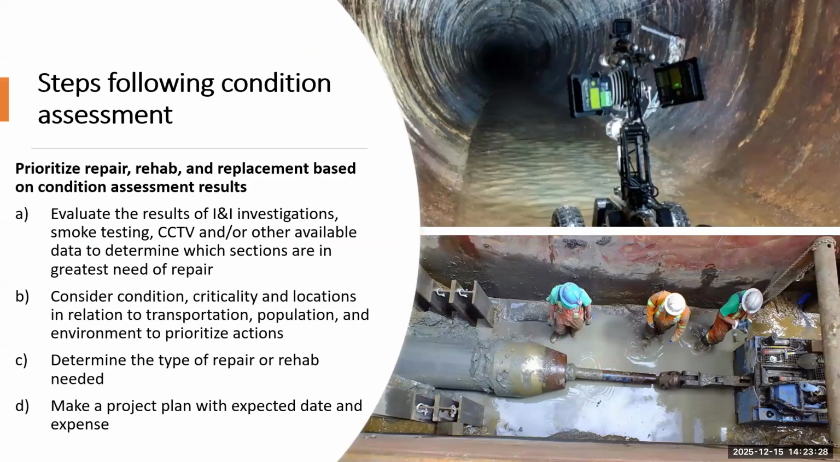Following condition assessment, you'd want to analyze the results of the investigation and also do that comparison with the GIS of considering the extent of outage. What would happen if this main were to have a sanitary sewer overflow or a break or some kind of a failure? How would it affect transportation, population health, and environmental aspects such as rivers, lakes, and streams? And determine the type of repair that's needed and make a plan with costs and dates.